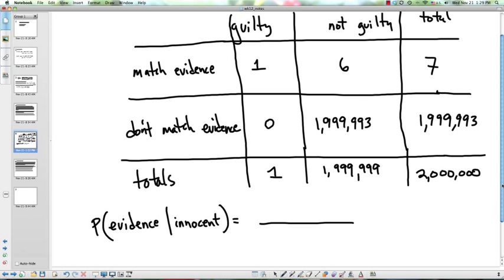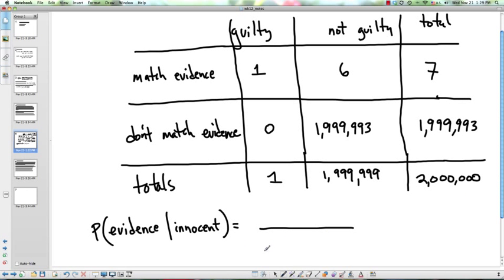And in order to answer that, I will look at what's the total number of people that are innocent. I'm going to take innocent to mean the same, of course, as not guilty. What's the total number of people that are not guilty? The total number of people that are not guilty is 1,999,999. It's the bottom of this column, right? The total number of people that are innocent. 1,999,999.